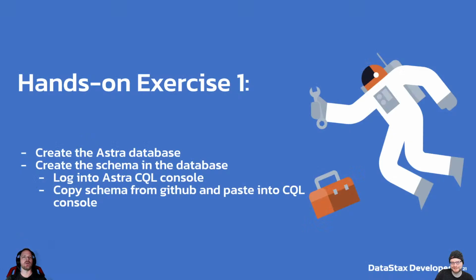Anyway, all right. So with that, the first hands-on exercise, if you haven't done it already, we're going to go ahead and create your Astra database. And that, like I said, should only take a minute or two. Then you will create the schema. So the schema that we talked about earlier that we've generated for you, you'll take that and create that schema in the CQL console within Astra, and then you'll have the base schema that you need to get going with the rest of the workshop.